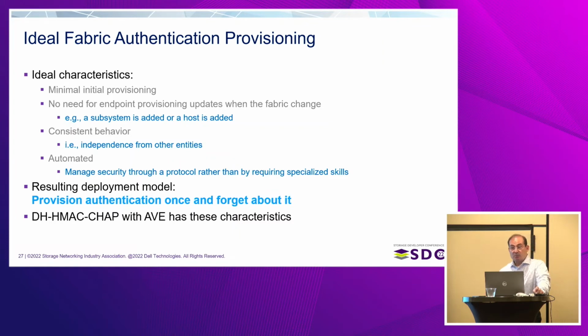You have a consistent behavior, so what you do on one system is independent of what the other entities are doing. Things are automated: you don't need to do anything manually, but you want protocols that take care of all the steps for you. So the resulting deployment model is provision authentication once and forget about it. One possible approach in this regard: when you do your initial system provisioning, you could put your key in, let's say, your BMC, and then during booting or at any other moment, you can retrieve that key from there, and from there everything happens. So you do your provisioning once, and then security is fully automated over the fabric.